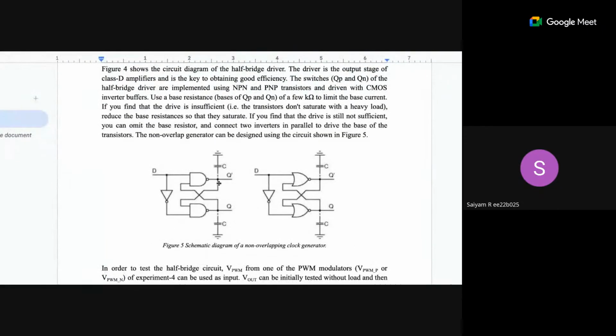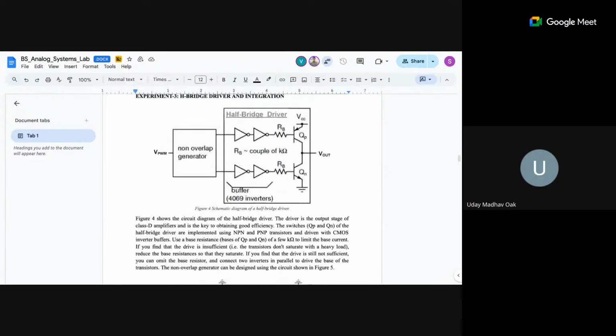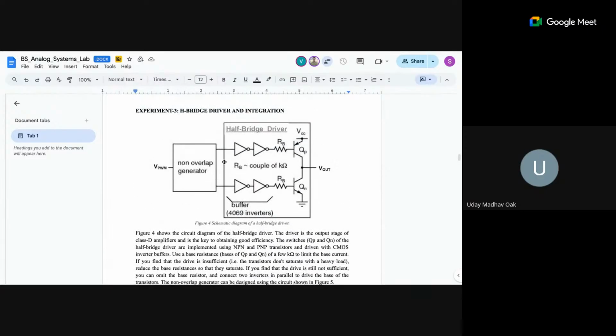You're saying this clock generator is not giving the correct output. Correct. For one half bridge it is working fine. For the other half bridge it is not working correctly. So one branch is working, the other branch is not.